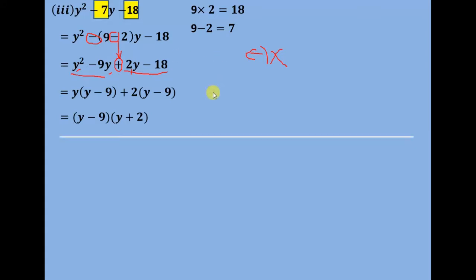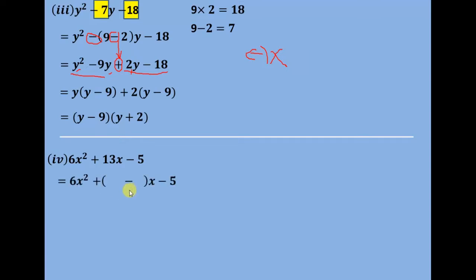Now the next problem is 6x square plus 13x minus 5. That means now we have a coefficient for x square also. The coefficient of x square is 6. Till now we have discussed those kinds of problems where we did not find any number in front of x square or y square, but now here we have a coefficient of x square. So let's see what will happen.